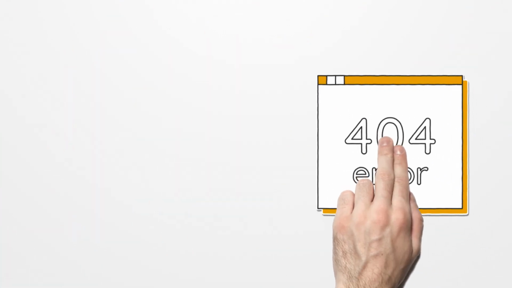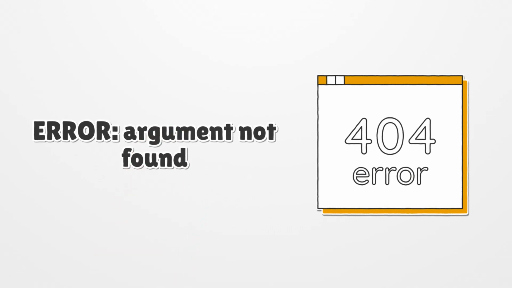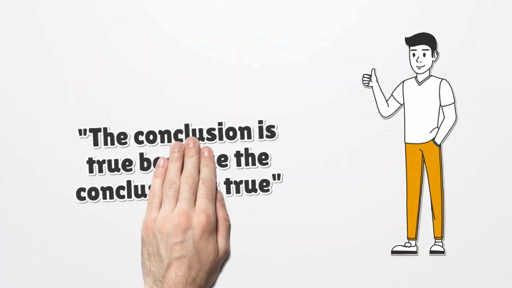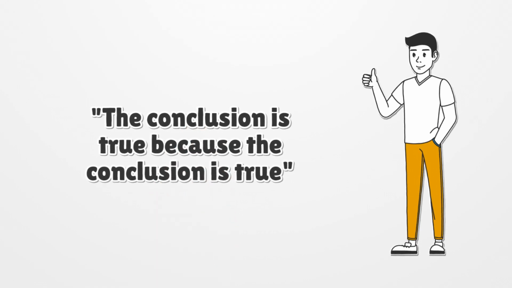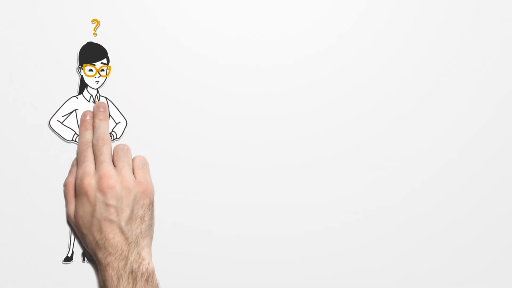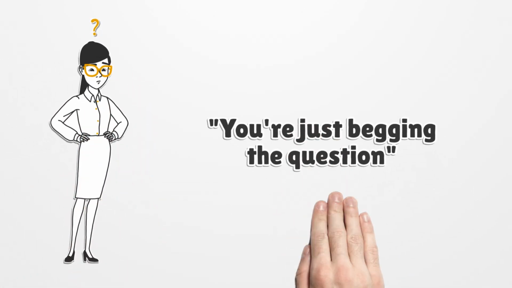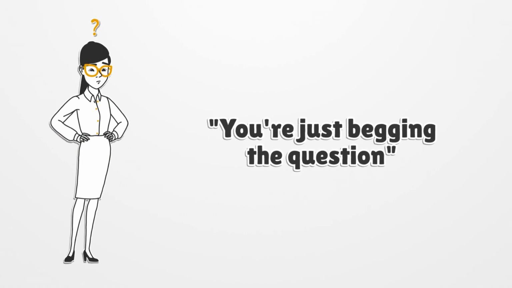An argument where one of the premises is the conclusion doesn't achieve anything. It's like just saying the conclusion is true because the conclusion is true. It's not giving you any reason that you didn't already have for believing in the conclusion. When people make an argument where one of the premises assumes that the conclusion is true, that's called begging the question.